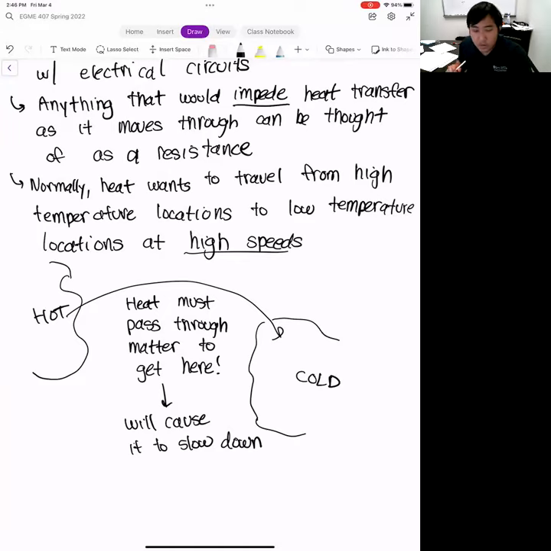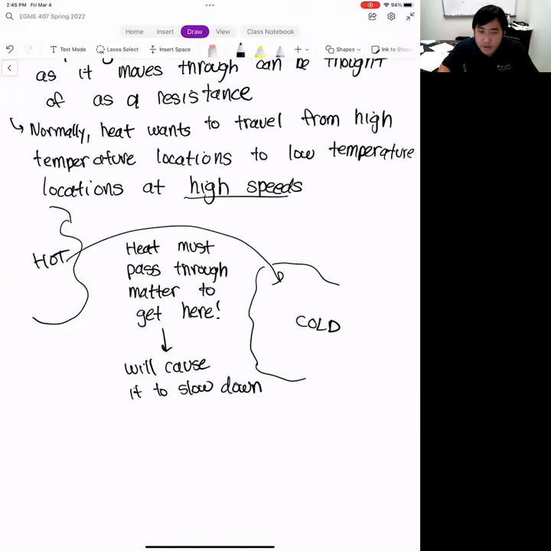Okay, and so thermal circuits are meant to capture this idea. Thermal circuits are meant to capture the fact that when heat passes through matter, there are some limitations and some roadblocks within the matter that cause it to slow down.